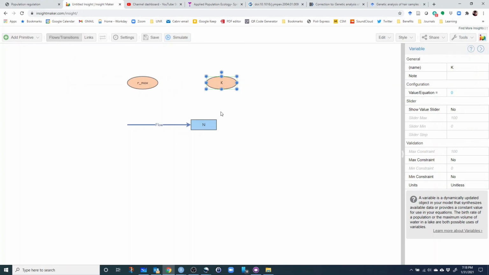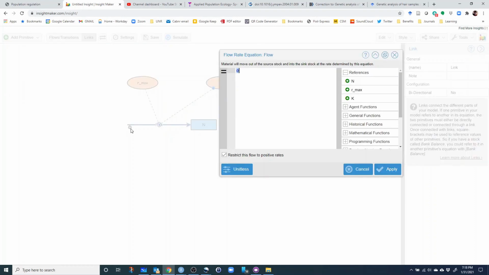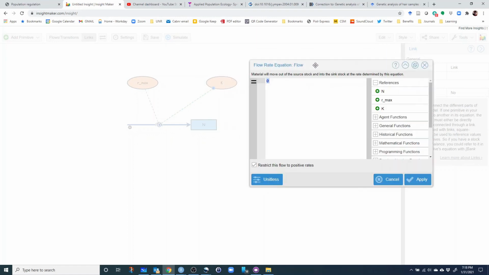All right, so in this model now we can link our max to determine the flow and K. When the abundance is well below carrying capacity, the population will be growing at around R max, and then the population will start to decline in growth as it reaches carrying capacity. So all we have to do here, and this is a super simple model, is click on the equation editor and implement the equation.